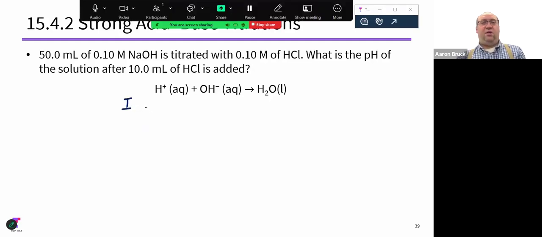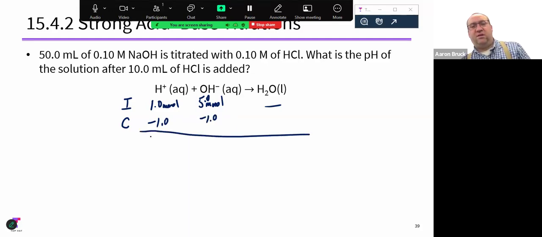So initially, we have 10 milliliters of 0.1 molar. So 10 times 0.1, we have 1 millimole of hydrogen ion. 50 times 0.1 means we have 5.0 millimoles of hydroxide. And we don't care about the water. So we can tell immediately we're not at the equivalence point. Normal stoichiometry takes over. Limiting reactant tells us we're going to lose the smaller amount. So at the end of this, we'll have no hydronium. We'll have now 4.0 millimoles of hydroxide.